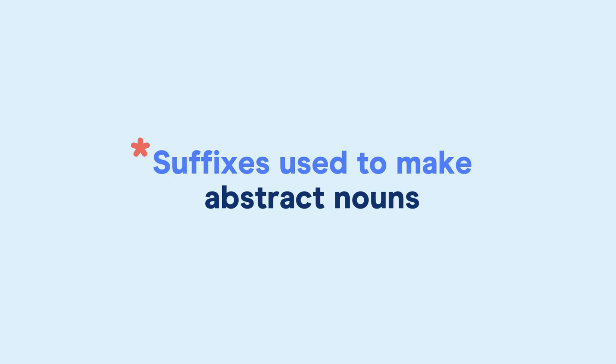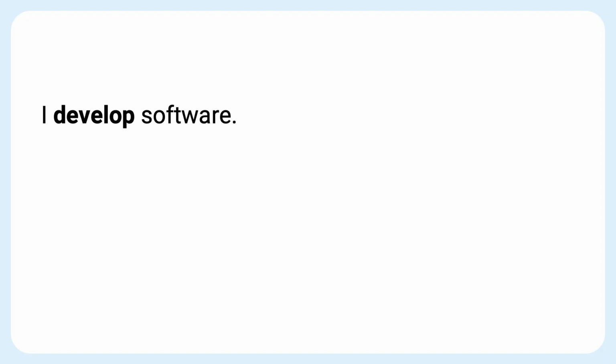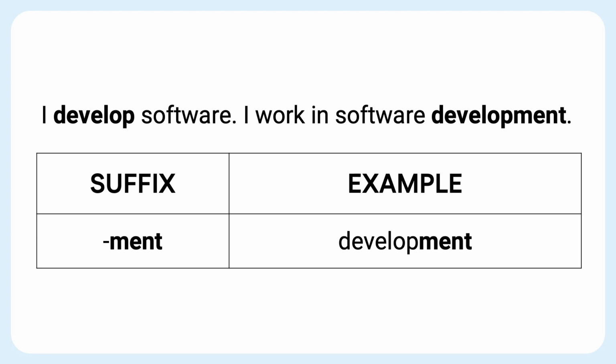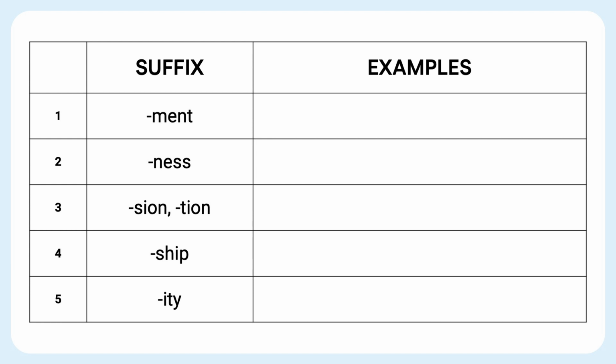Now, we can use a suffix to make an abstract noun. So a suffix is just a little part of a word, and we can attach a suffix to a verb to make an abstract noun. Let me explain. Look at this sentence here. I develop software. Develop is a verb. Now look at this sentence. I work in software development. So I've added the suffix ment to the verb develop to create an abstract noun. Development.